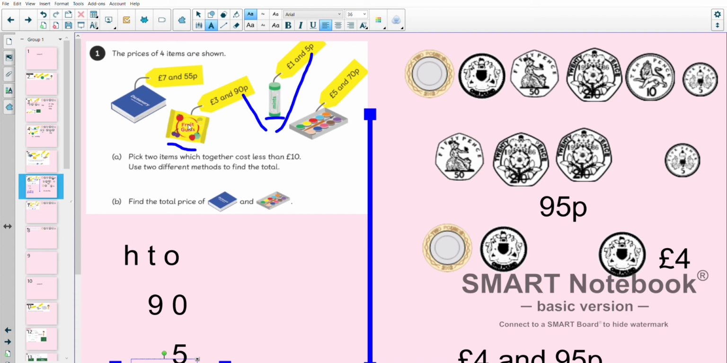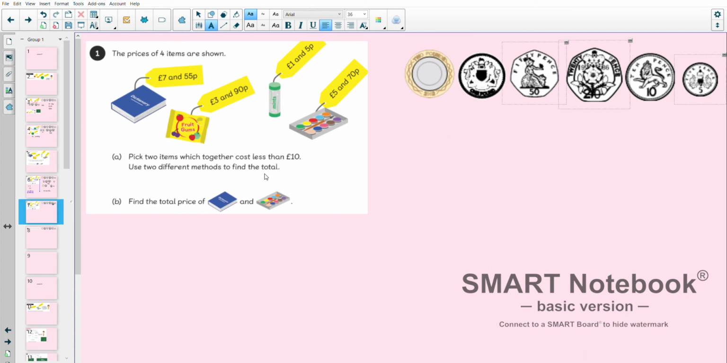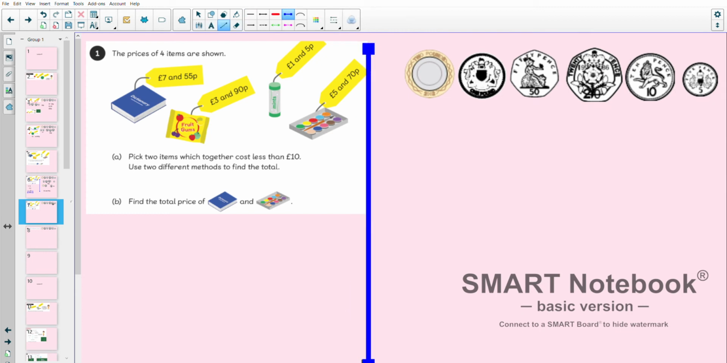But that was quite easy because the 90 pence and the 5 pence didn't go over £1, whereas part B asks for the dictionary and the paint palettes, and those are, if I look at the pence here, 55 pence and 70 pence. That's going to go over £1, so it's really important that we do it separately. So the first method, using the coins.